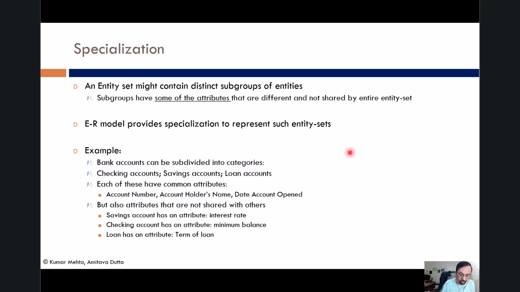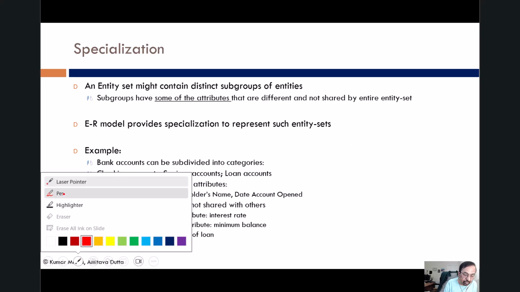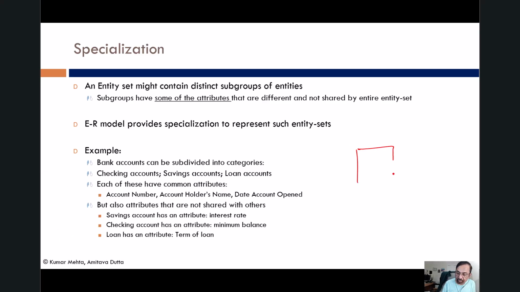Okay, so let me get the pen. So you could have an entity called a bank account, and all accounts share certain common properties, like there's an account number, the account holder's name, the date the account was opened, and so forth. So there are certain attributes, certain properties that are shared by all accounts.